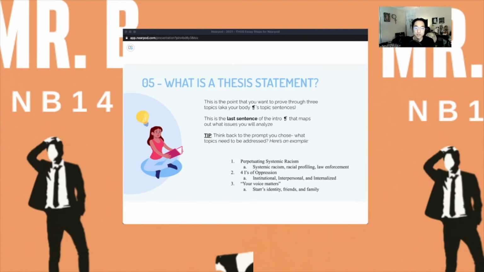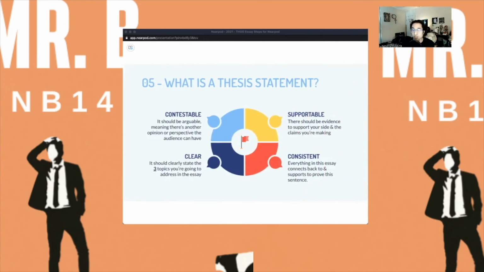So here's a tip. Think back to the prompt you chose. What topics need to be addressed? And here's an example for each of the 3 prompts, right? So for number 1, perpetuating systemic racism. Some of those topics or critical concepts might be systemic racism, racial profiling, law enforcement, stop and frisk, whatever else you can think of. For number 2, 4 I's of oppression, there's ideological, institutional, interpersonal, and internalized. And then for number 3, your voice matters. You might think about Star's identity, her friends, and her family.